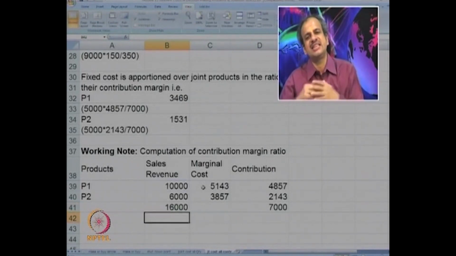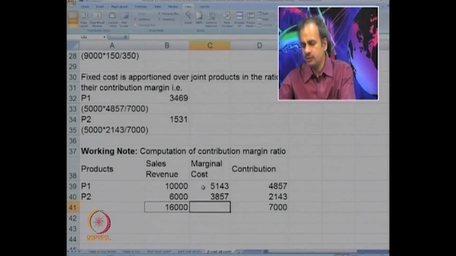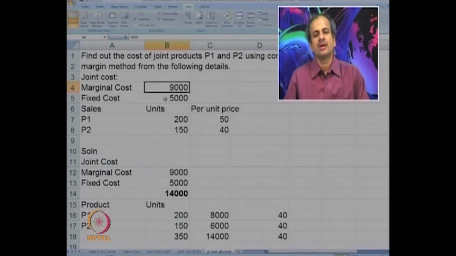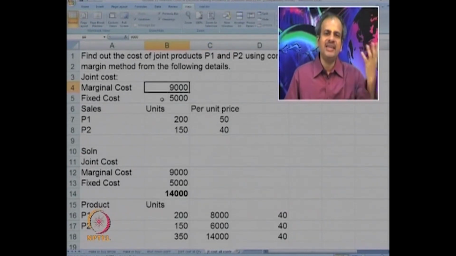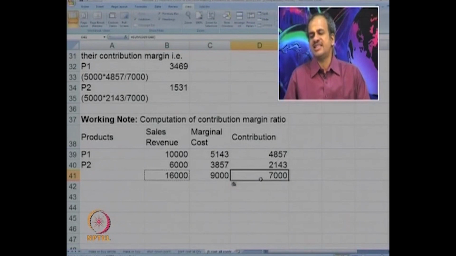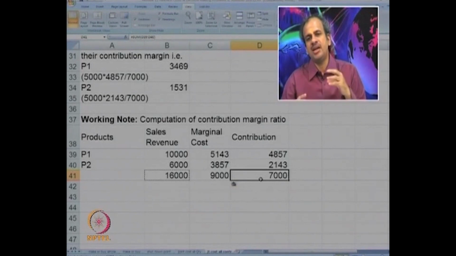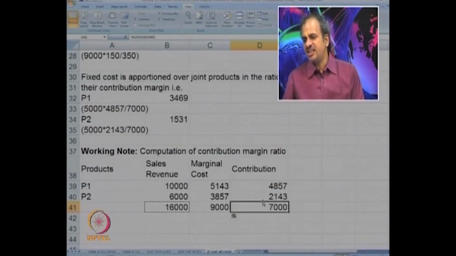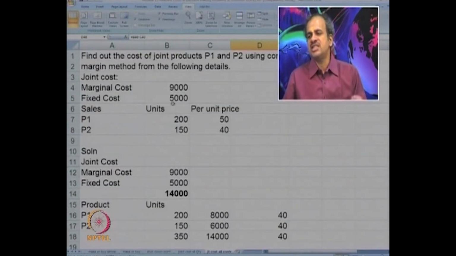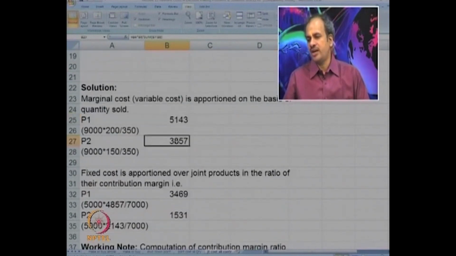So, 10 plus 6, 16,000 is the total revenue, and 9,000 is the total marginal cost, which was anyway known to us. So, we know that from 16,000, 9 is the marginal cost. So, 7,000 is 16 minus 9, that is 7,000 is our contribution. Now, this is a surplus which is coming from each of the products. We will take that as a base, and based on 4857 and 3127, we will try to allocate the fixed cost, which is 5,000. So, fixed cost is allocated.